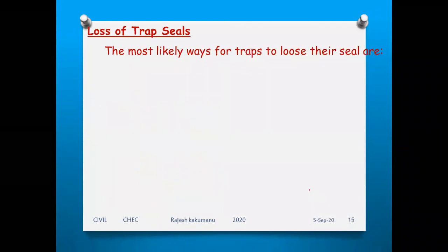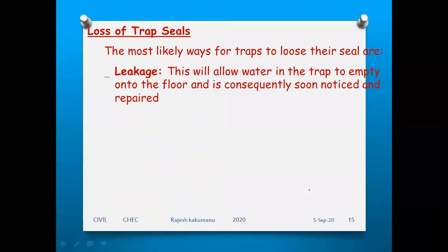Next, loss of trap seals. When there is some plumbing inefficiency, or any leakage or loss in the trap seals, what types of loss occur? See the first one, leakage. Leakage will allow water in the trap to empty onto the floor and is consequently soon noticed and repaired. So generally, leakages happen whenever you have a loss in the trap seal.